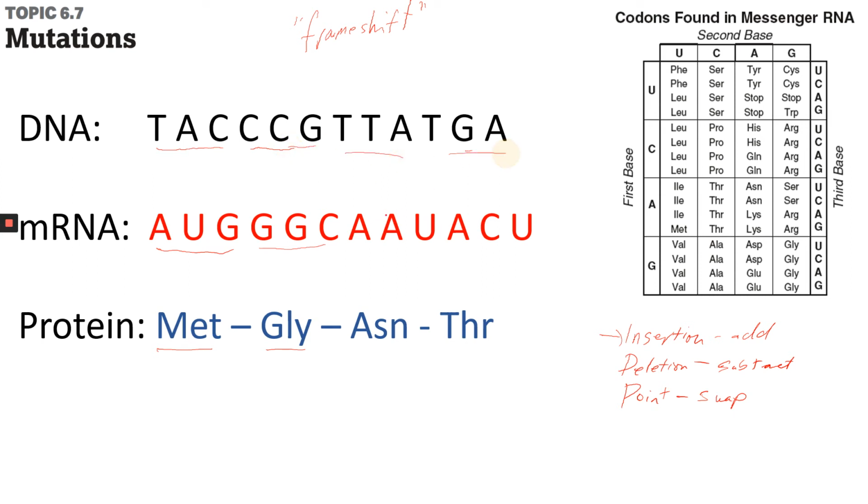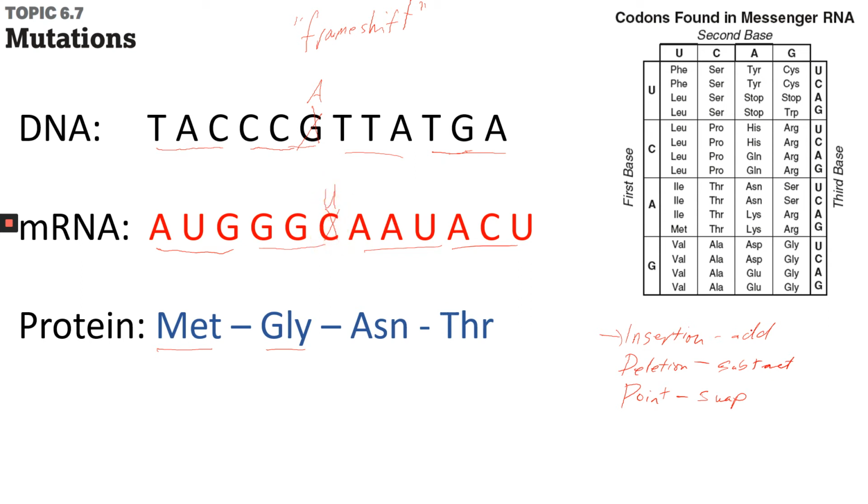So let's say we have, I'm going to underline all of our triplets here. Let's say instead of inserting or deleting something, I end up swapping this G out for an A. This G gets swapped for an A accidentally. Well, what's that going to do to end here? You're going to end up with GGU.